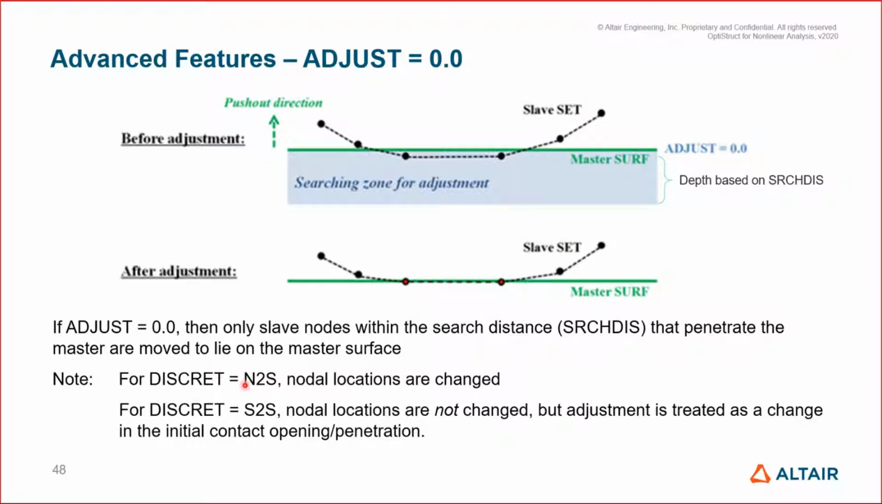But do take note, if you use different discretization, if you use node to surface, then you see the actual nodes being moved. But if you use surface to surface, the node locations are not changed. Okay, but we just take into account that there's no penetration in the beginning. So adjust is just treated as a change in the initial contact. That means there is no penetration at the beginning, but the location of the nodes won't actually be moved up. Okay, that's if you use surface to surface.